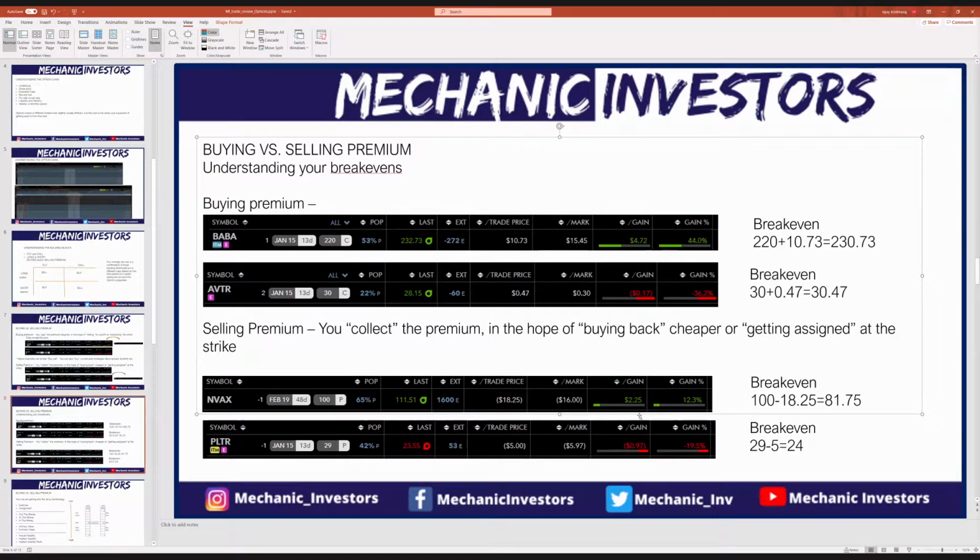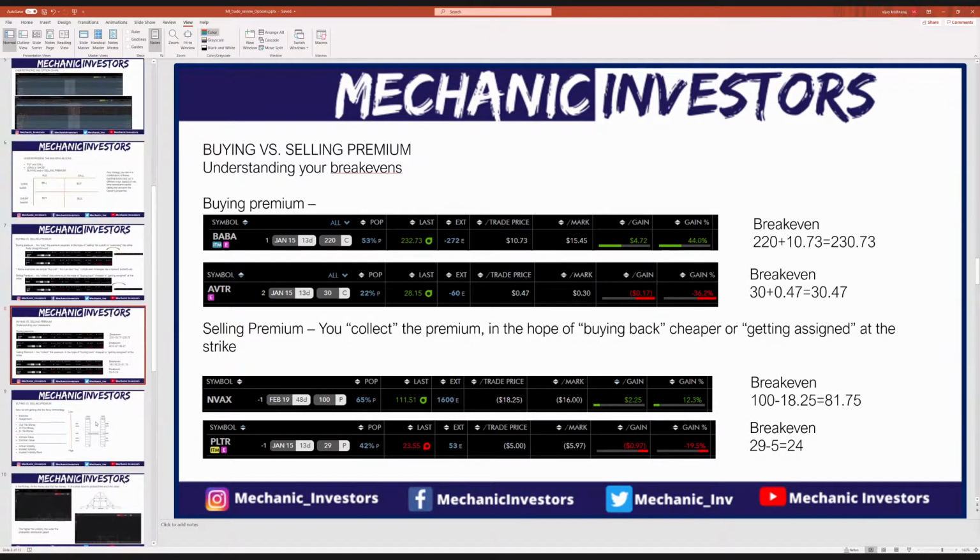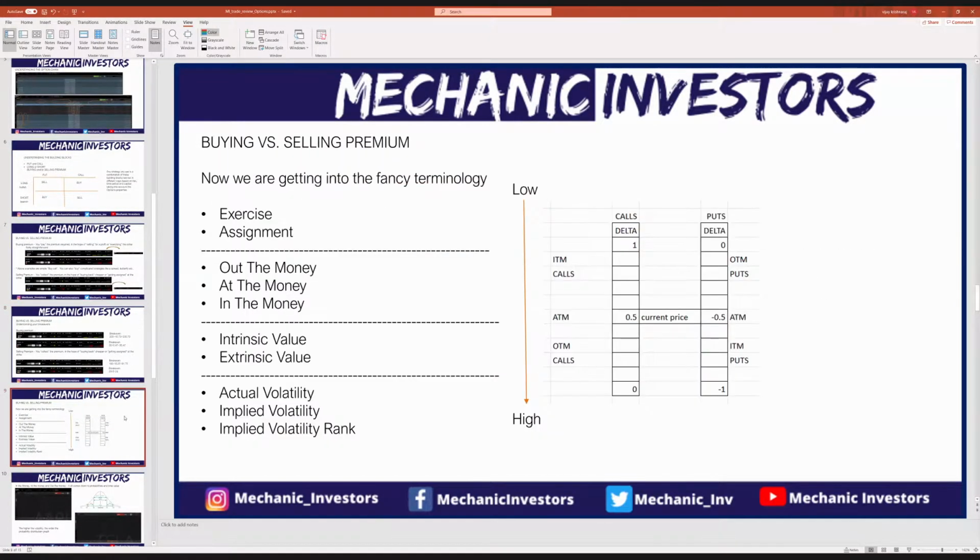Same with PLTR, right? 29 minus 5, my break even is 24, right? So PLTR, if you look at the last price in this snapshot, it was 23.55. So if it's 23.55, I'm at a loss. Okay, that is the concept of break even, and this is something you should keep in mind always when you're buying and selling premium.